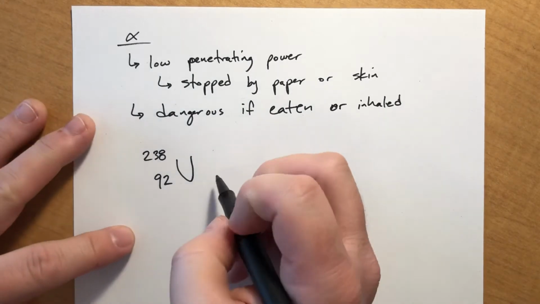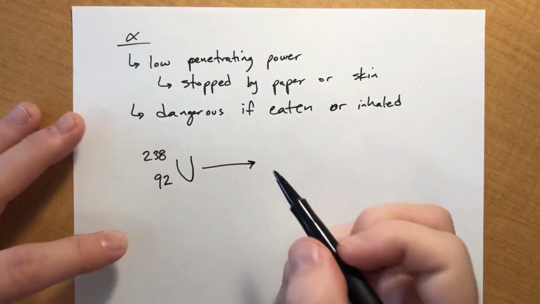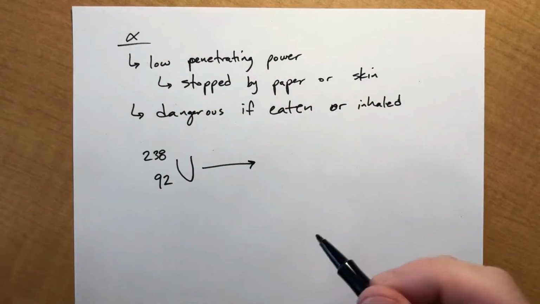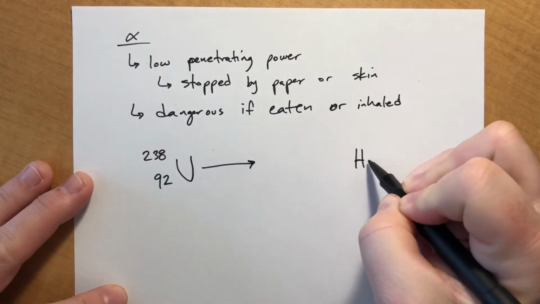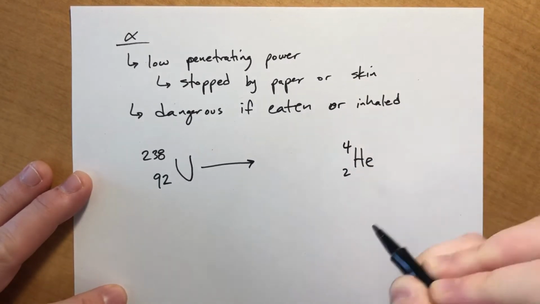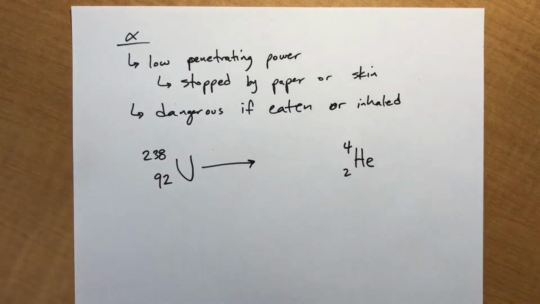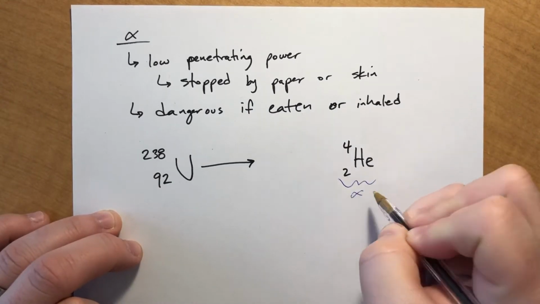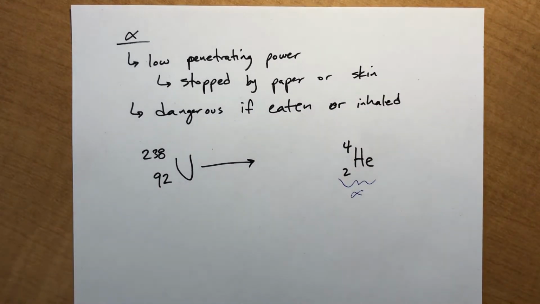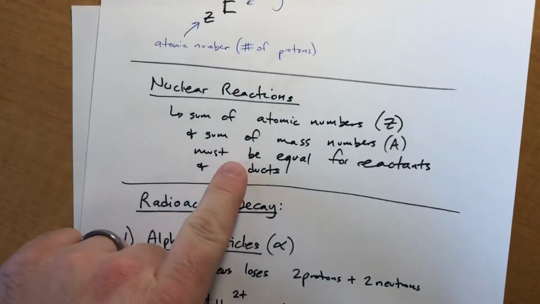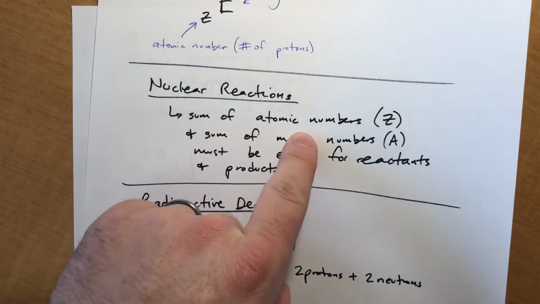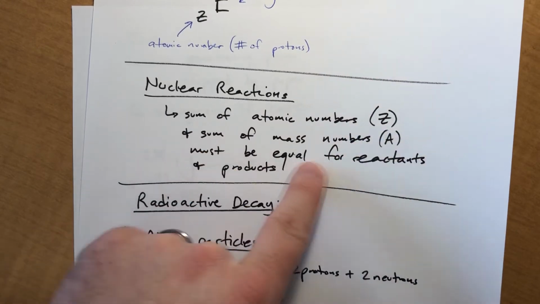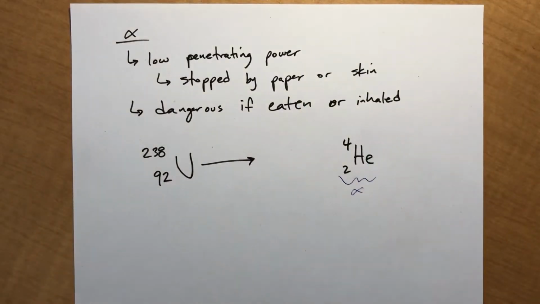It's an emission, so it's going to be a product. It's emitting an alpha particle, so it's going to be one of the products. So I'm just going to go ahead and write the alpha particle over here. And what we said before is when we balance this, we need the sum of the atomic numbers to be the same on both sides. We need the sum of the mass numbers to be the same on both sides.